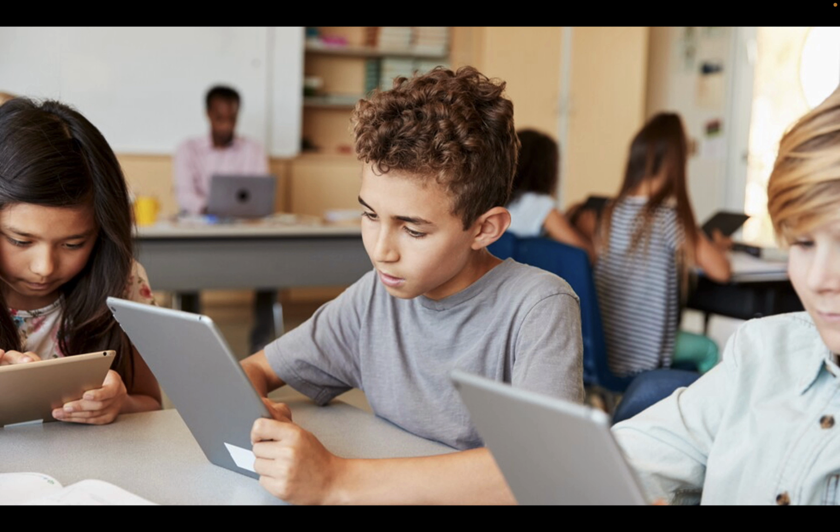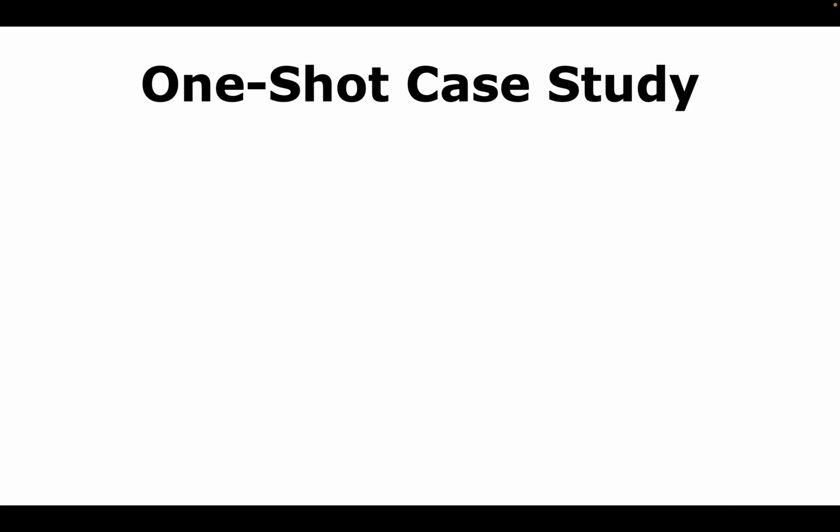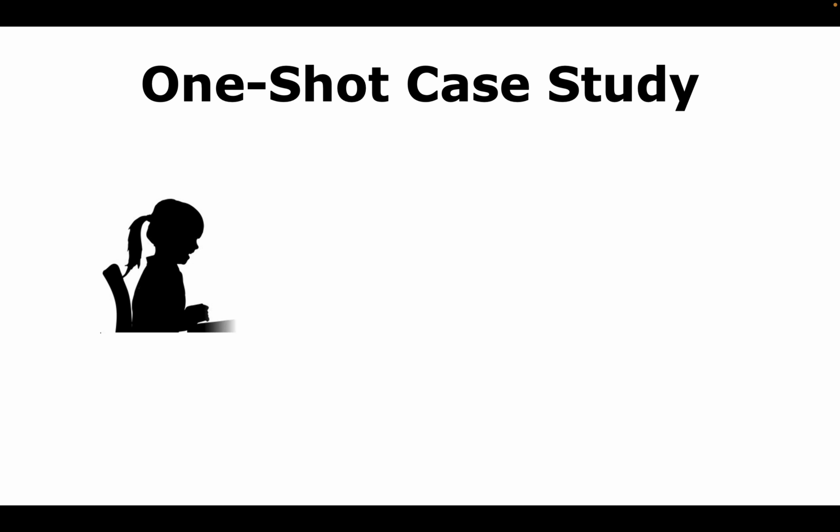ostensibly inside the classroom. So if you wanted to do some research on AI in the classroom and you wanted to do some pre-experimental research, you might consider a one-shot case study. And this type of study is a very weak experimental design. It involves one group, so here my silhouette of a student at the computer represents a group of students using AI in the classroom.